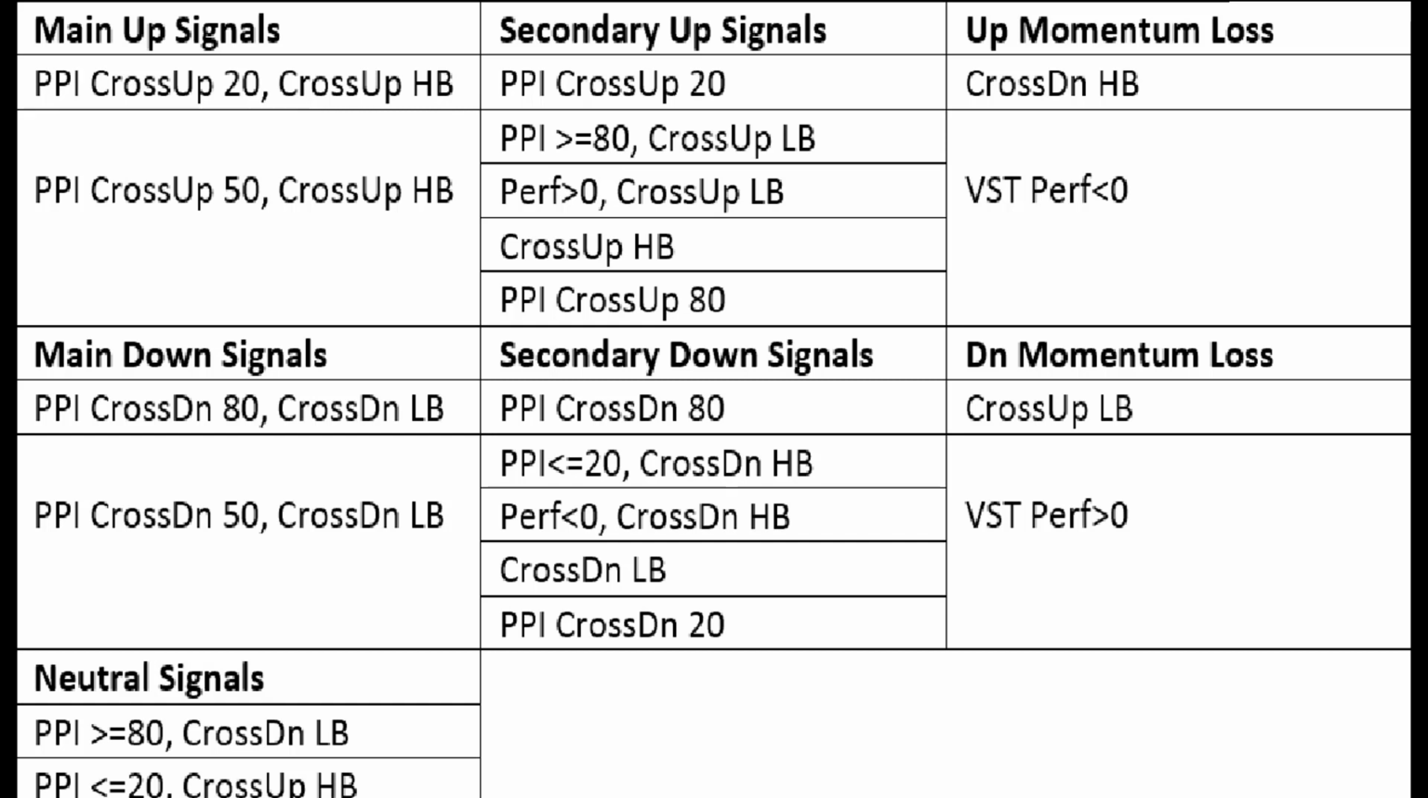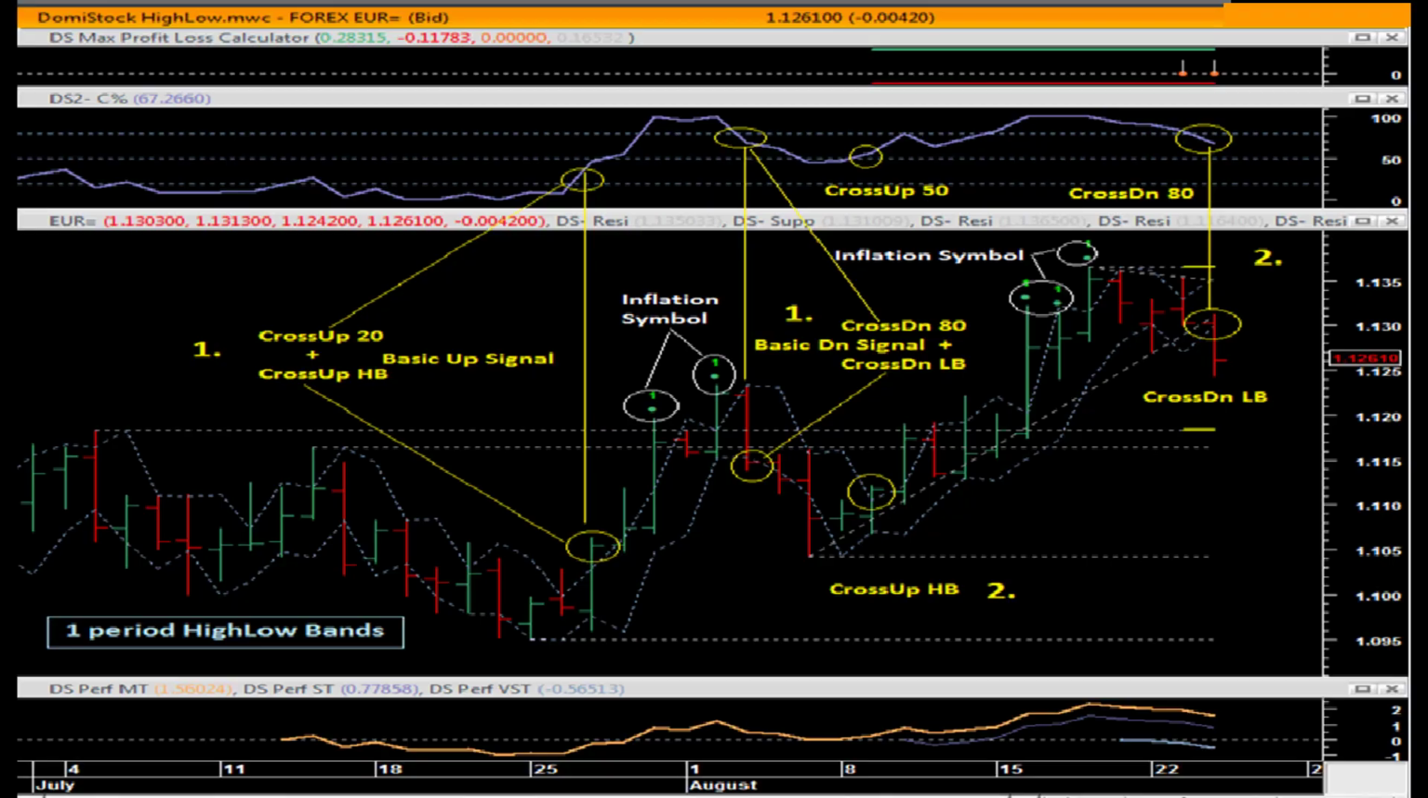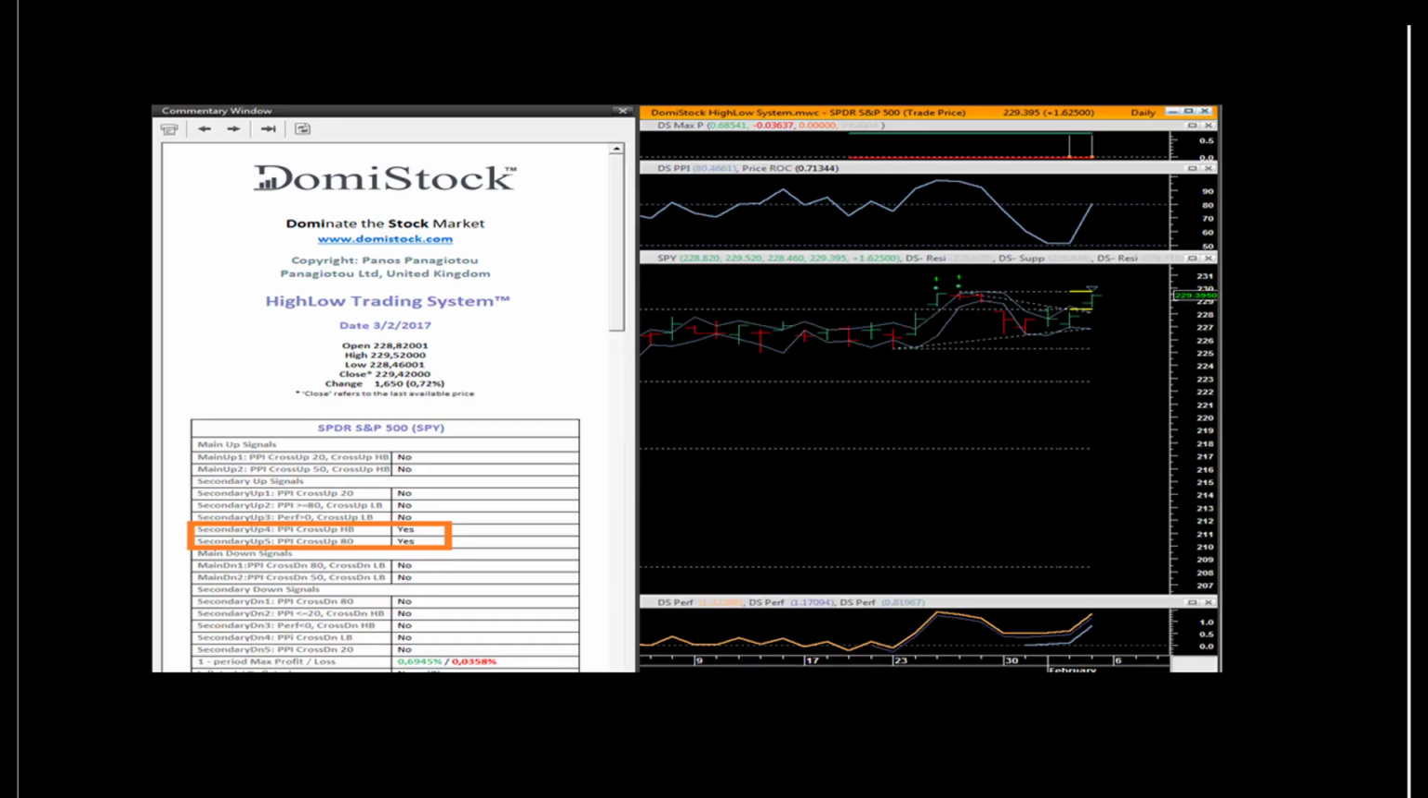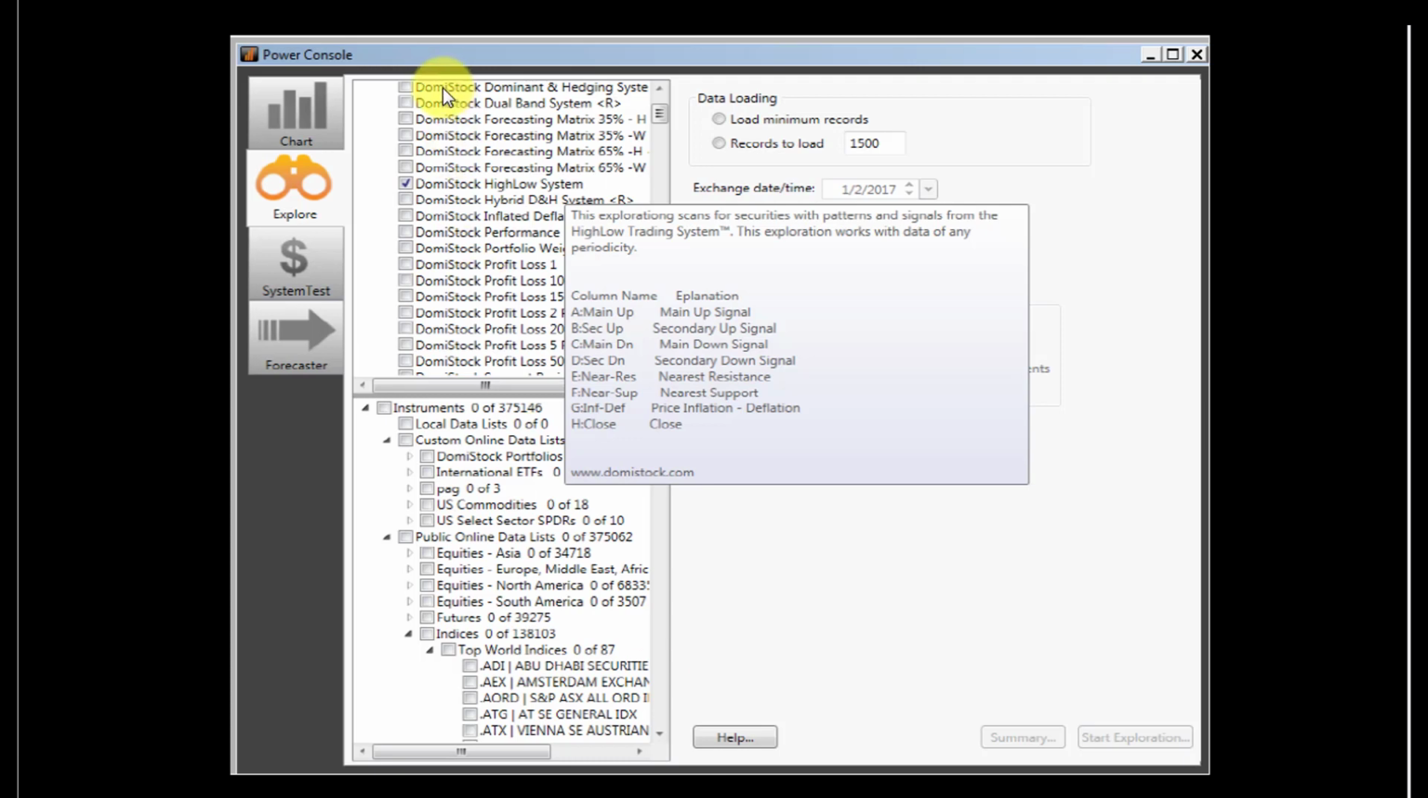To start using the high-low trading system, the user can apply the high-low trading system's template to any chart. The high-low trading system expert automatically identifies and interprets all of the system's patterns. The high-low trading system's exploration scans securities looking for those forming the system's patterns.